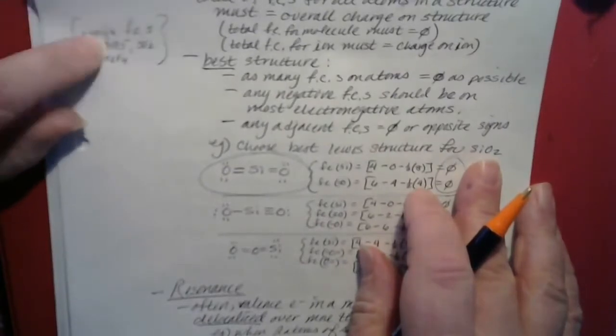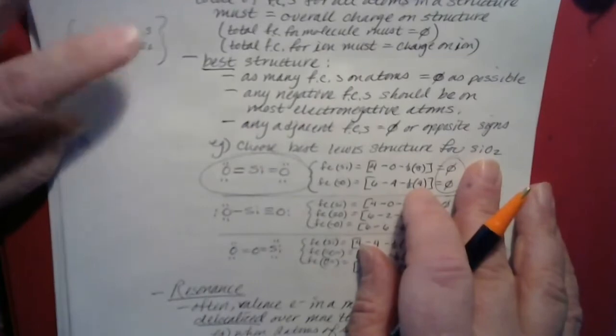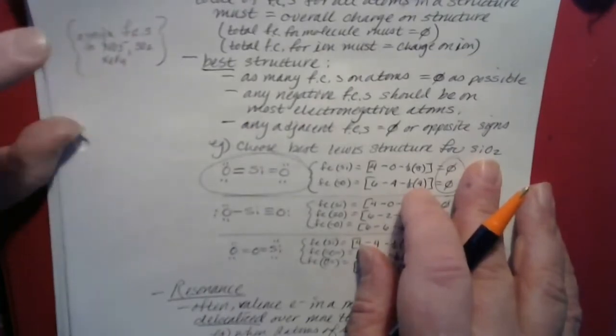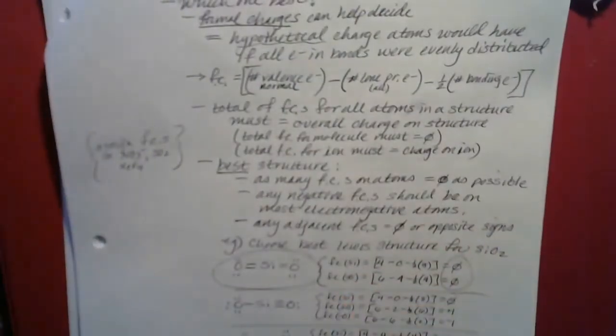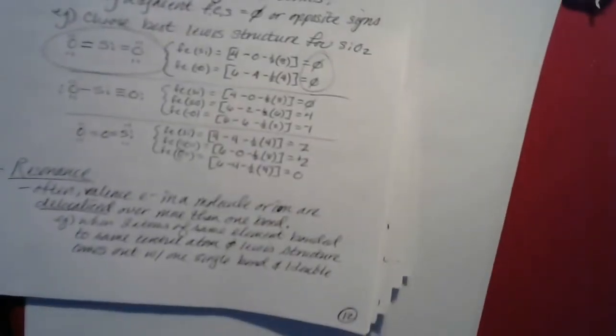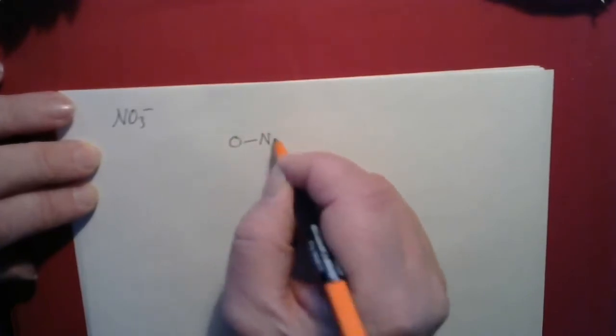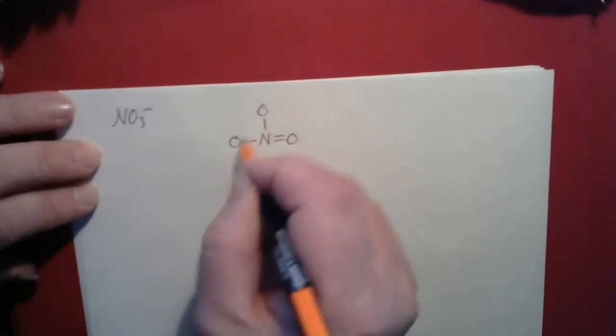One way we could look at it, and I'm going to go back and assign the formal charges for the structures that we did when we were doing Lewis structures. We had NO3 minus, which we saw had a structure of this.